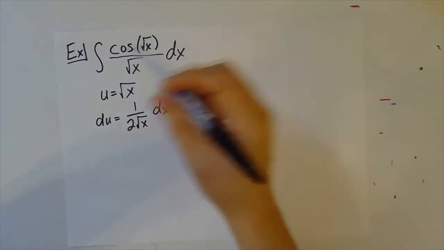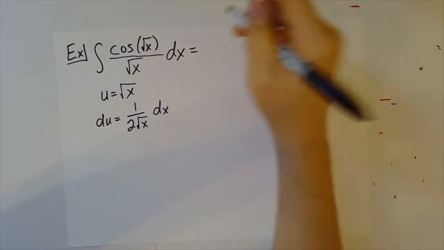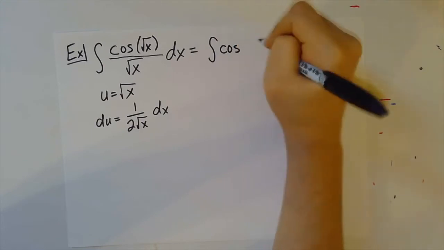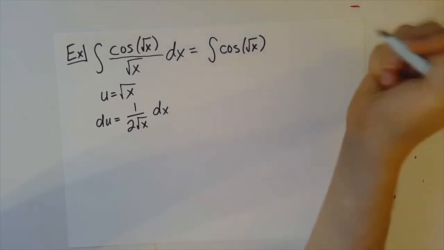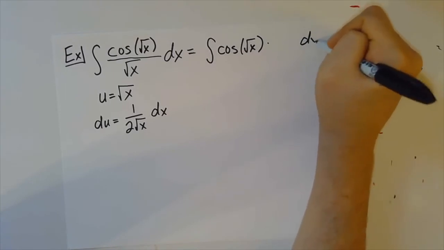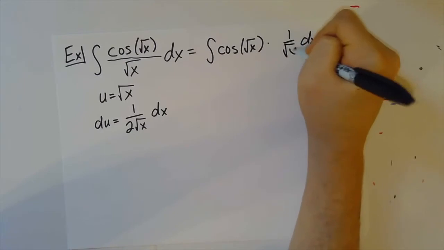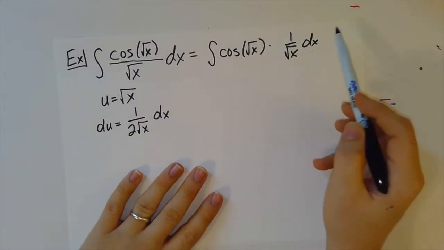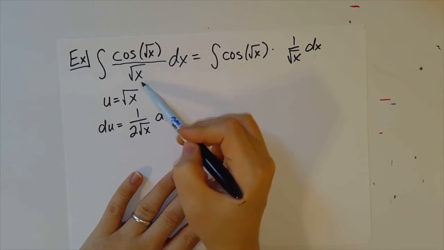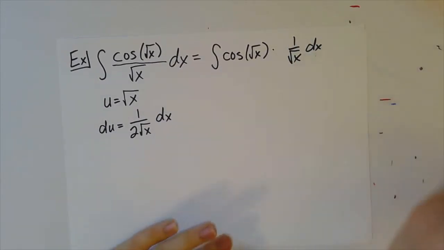So this requires actually a little more work here to make happen. Okay, so this is going to be integral of cosine of the square root of x times... I know what I'm going to do with that. And so if I look at my dx here, I have 1 over the square root of x. So far it's the same exact thing as this. Cosine of the square root of x divided by square root of x is the same thing as cosine of square root of x times 1 over square root of x dx.